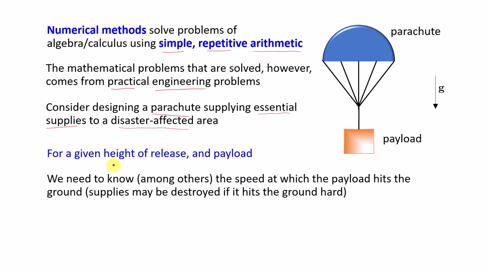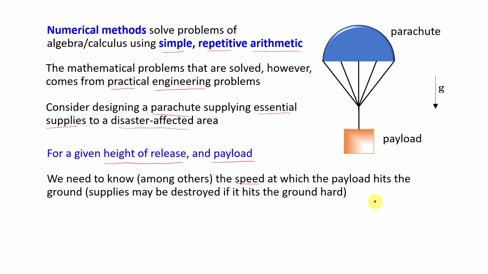Let us say that we know the height of release, where I'll release it from the aircraft, and we know the load, that is, the mass of the payload. Knowing this, we want to calculate at least the speed at which the payload hits the ground. We have to understand that if it hits the ground really hard, then all the supplies in this payload will be destroyed. So the speed is a key component in this design. Of course, this design has many important components, but the speed of this payload when it hits the ground is one of those important components.